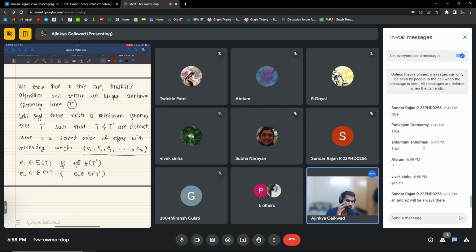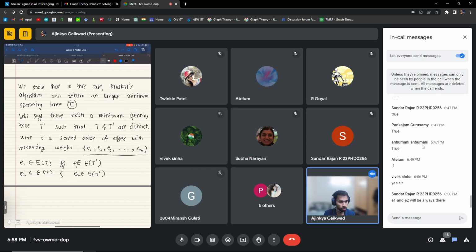Let's move to E2. I ask this question, is it there in both of them? Someone says, okay, it is there in both. So E2 is there in T and T prime. Then I'll go and see E3. I will ask the same question, is E3 there in both T and T prime? The answer could be no for both of them, yes for both of them, or it could be yes for one of them and no for one of them.